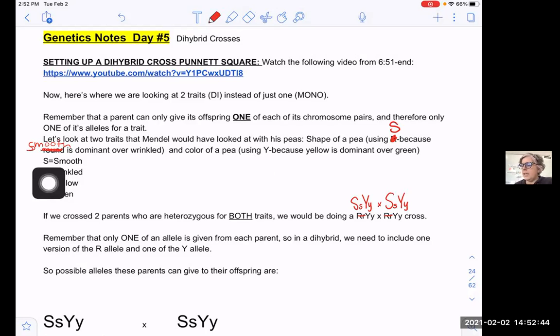So here's our key. A dominant S is representing smooth. A little s is going to represent wrinkled. A big Y, dominant Y, is going to represent yellow, and a little y represents green. Okay, so these are the letters for our 2 traits. So we're going to start by crossing 2 parents that are heterozygous for both traits. So the cross is going to be big S, little s, big Y, little y for both parents.